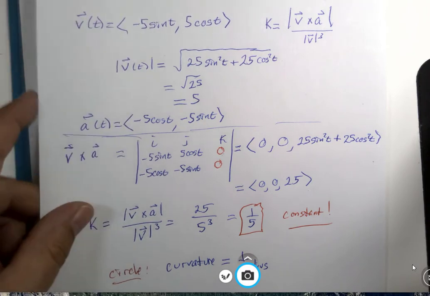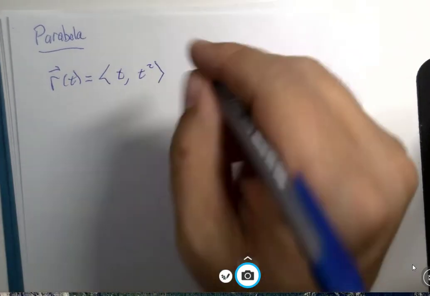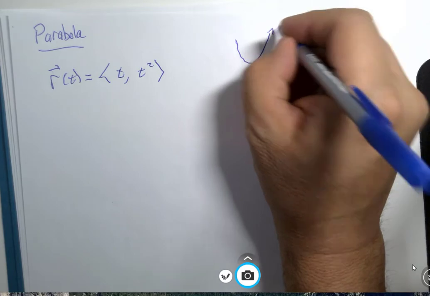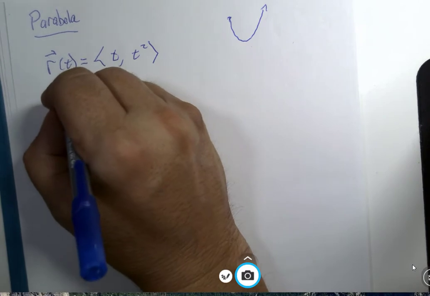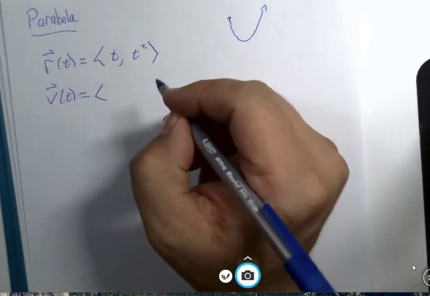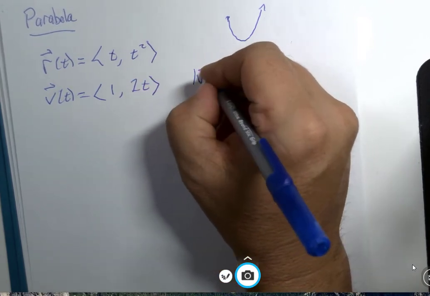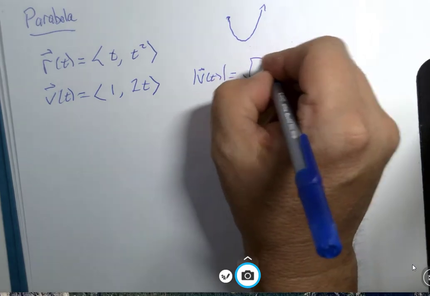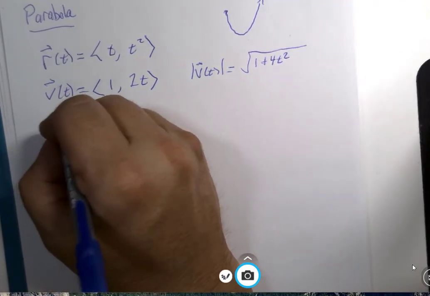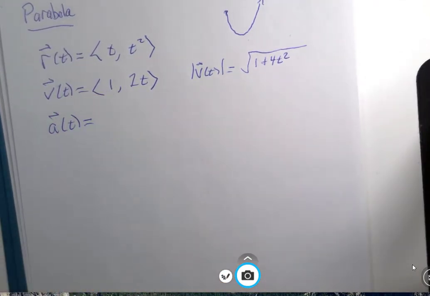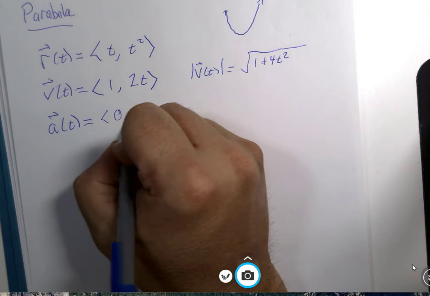Remember, you do have a pause button. Parabola. It would look like this if we started here and went that way. We need the velocity vector. Let's see, 1, 2t. We will need magnitude of velocity. 1 plus 4t squared in the root. And I will need acceleration. Slow down, slow down. Second derivative of 1, that's 0, and that's going to be 2.